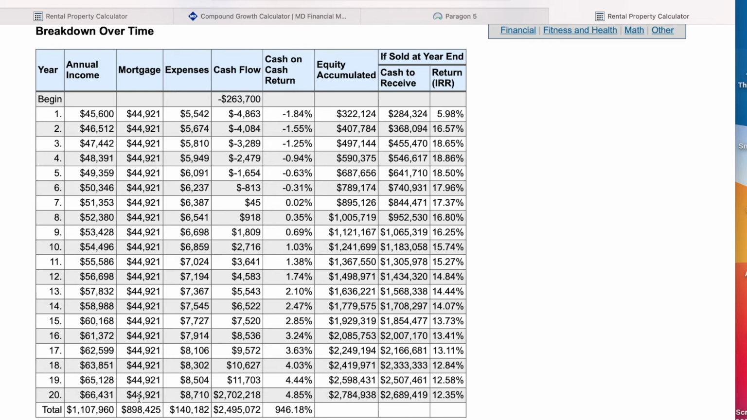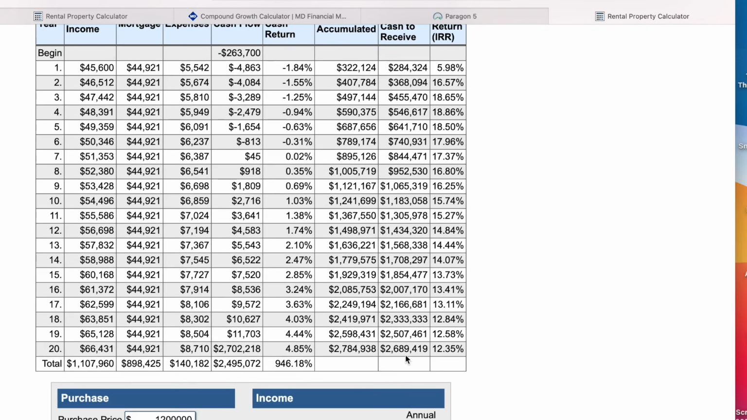One, you've paid off that mortgage, but secondarily, the value of this home has gone up over 20 years, right? It's more than doubled in its value. So that is what's happening here. So if you were to sell it, you can see at the top here it says, if sold at year end, cash to receive. You can see after a 20-year holding period, that's an incredible amount of money.